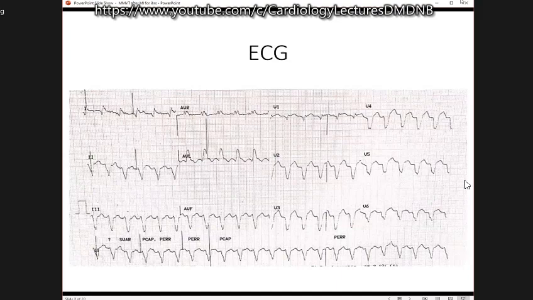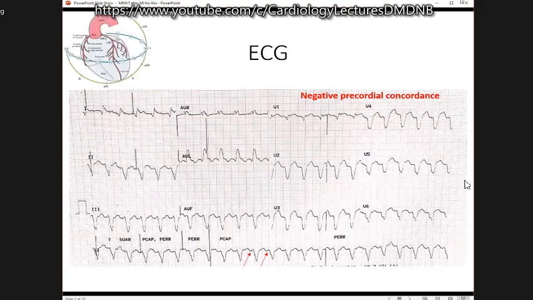You can see it's a wide complex tachycardia. The rate is approximately 150 per minute. There's a negative precordial concordance from V1 to V6, and there are signs of AV dissociation on the rhythm strip. So this is a ventricular tachycardia. And the QS pattern from V1 to V6 tells us that the exit of this VT is likely to be apical. But just a note of caution when we try to localize these VTs in patients with extensive structural heart disease, such as this person.